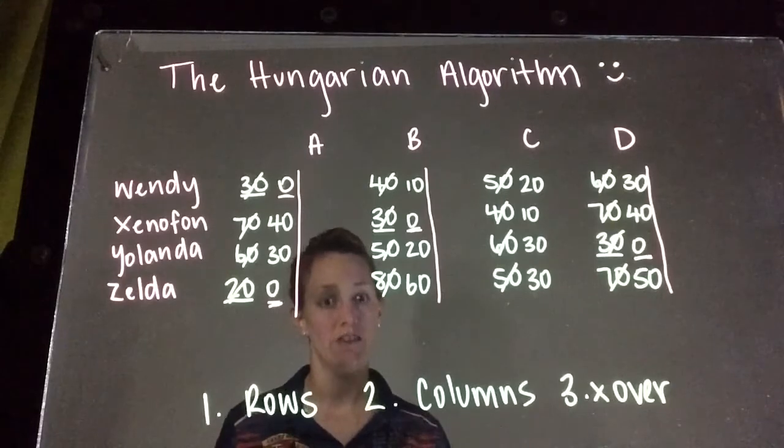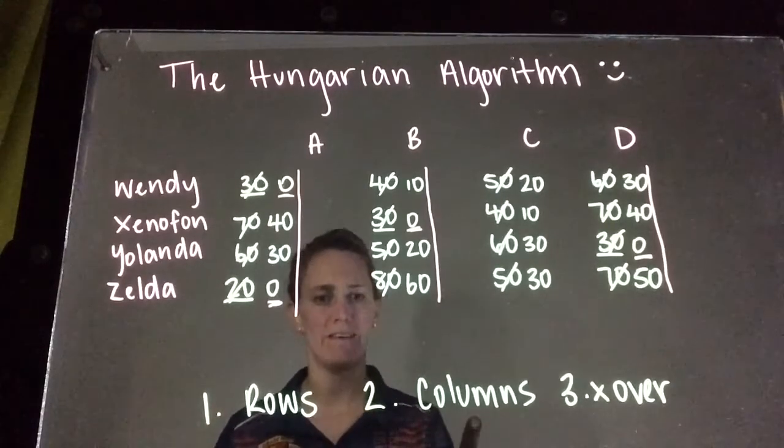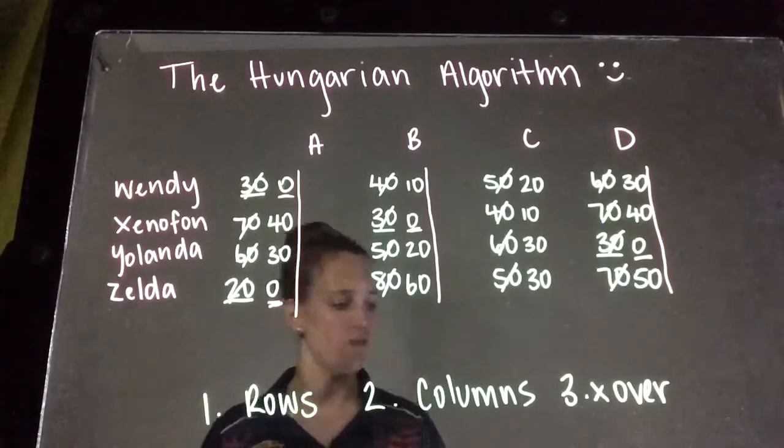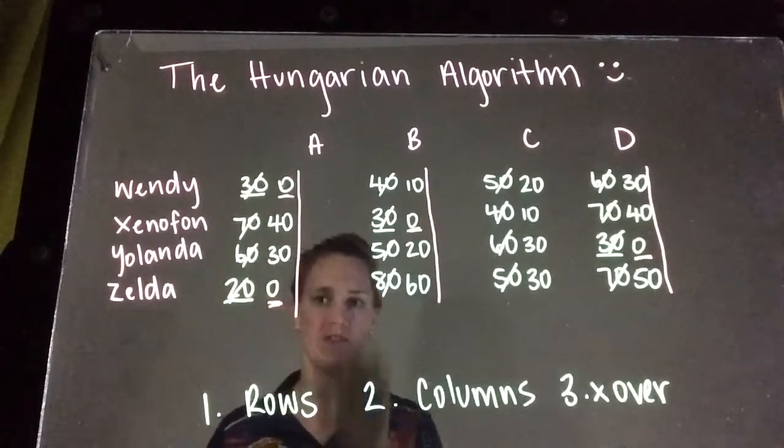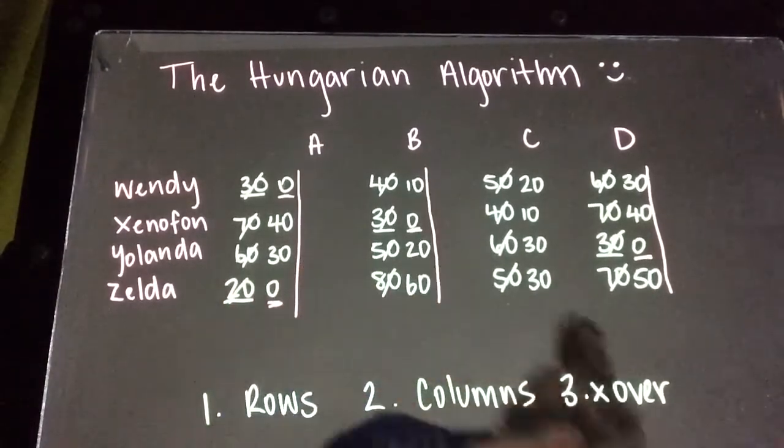So in order to get more zeros, I'm now going to look at the columns. So for the moment, just so it doesn't get too confusing, I'll remove the vertical lines that I've drawn.